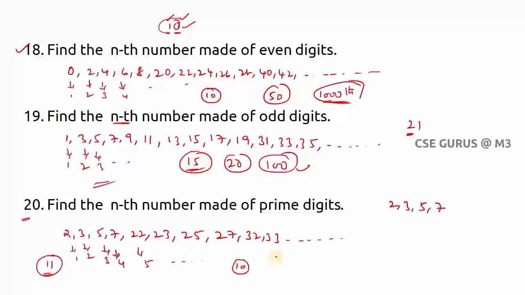What is the 10th number? What is the 50th number? Might be what is the 500th number in this series. How to find these things? We have to find it. And here also I'll make some simple changes in the 19th one, and I'll get this one.